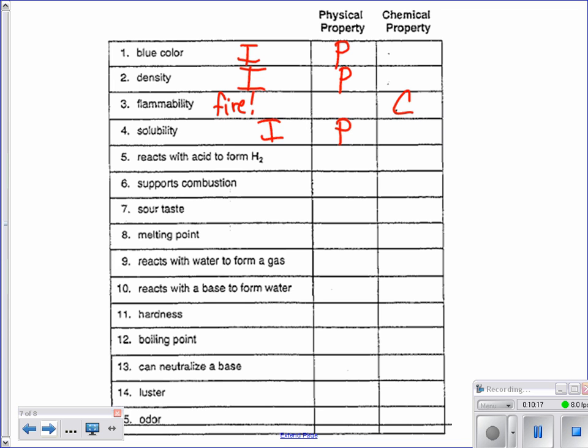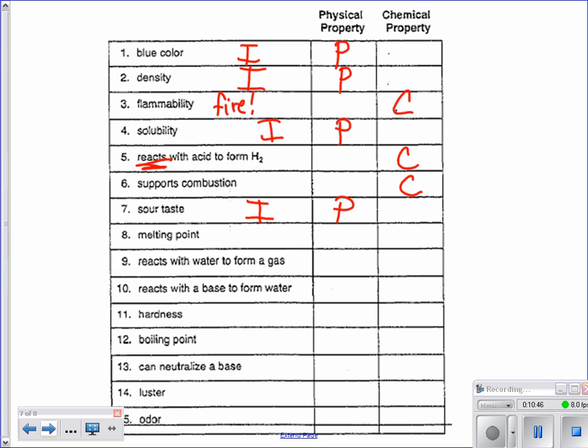I'm not sure that we talked about that. Reacts with, blah, blah, blah. Chemical. So remember, chemical has to do with how something reacts with something else. So here it's just telling you it's reacting with acid and it forms this different substance. So that's chemical. Supports combustion. Chemical. Sour taste. A taste, what would that be? Physical. What do you think, intensive or extensive?